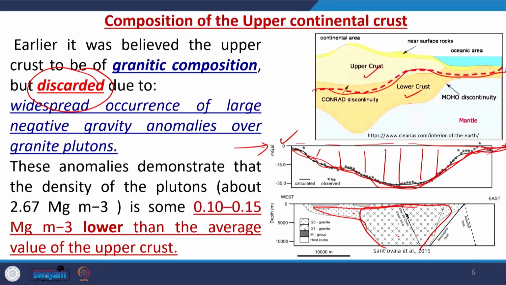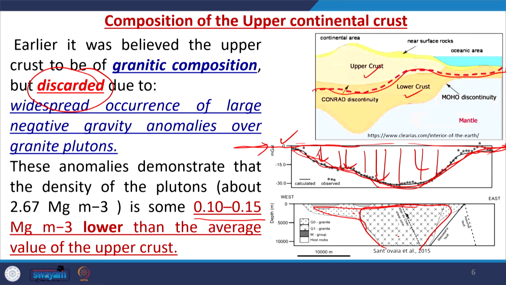density. These anomalies demonstrate that the density of the plutons is about 0.1 to 0.15 Mg per meter cube lower than the average value of the upper crust. So, if the upper crust graph is here, once it reaches the granite, it comes down from this value. That is why the granitic concept of the upper continental crust composition was discarded.